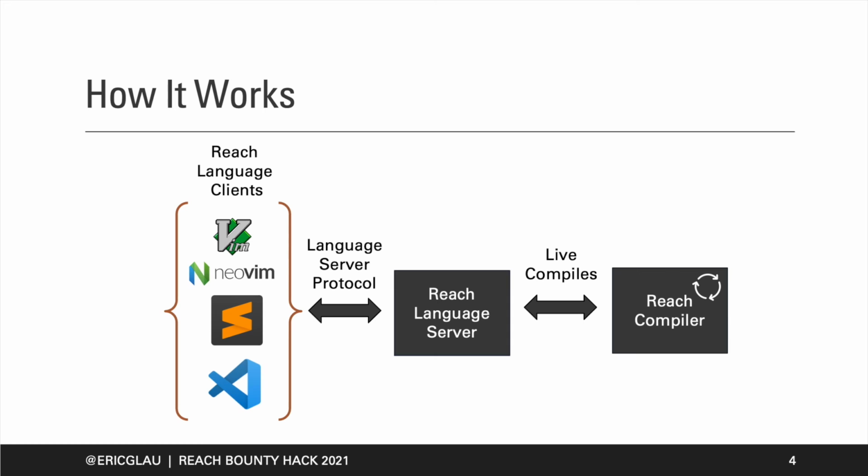Now let's talk about how this works. Each editor supports the language server protocol either directly or through a plugin to enable language clients. Language clients are then configured to support Reach by starting and connecting to the Reach language server. The Reach language server is an IDE-agnostic implementation that performs the actual tasks of invoking the Reach compiler behind the scenes, providing compilation diagnostics and quick fix suggestions, and returning hover documentation.